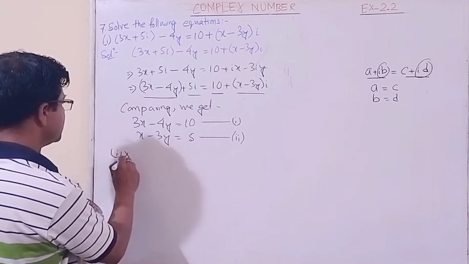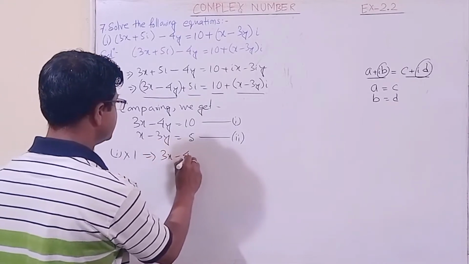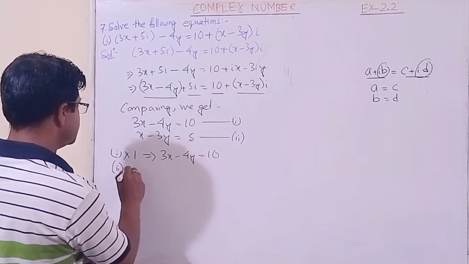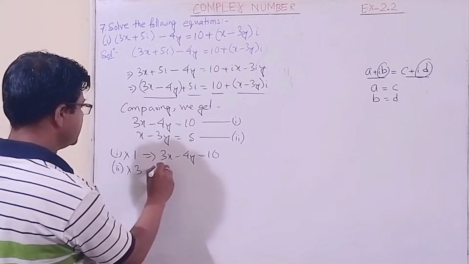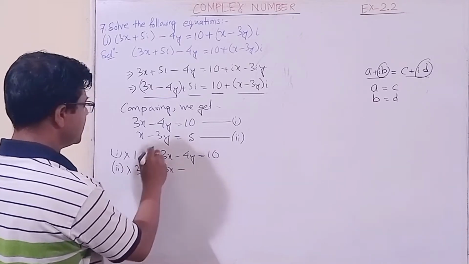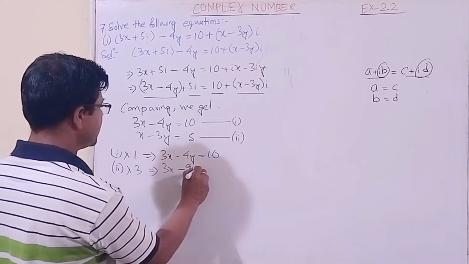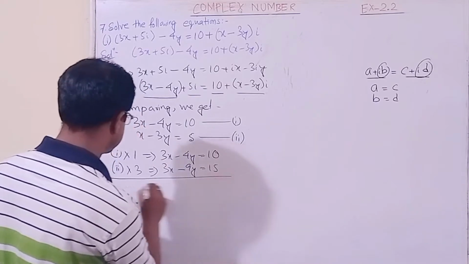Equation 1 is multiplied by 1 only. So this is 3x minus 4y is equal to 10. Equation 2 is multiplied by 3. You know the method. So we are multiplying throughout by 3: 3x minus 9y, and 3 times 5 is 15. This is 10. So what we will do? We shall subtract.